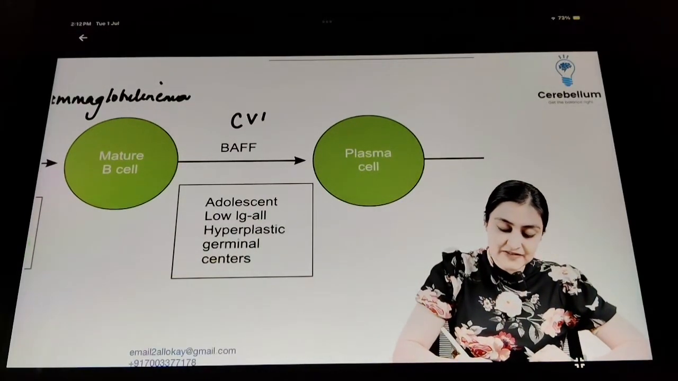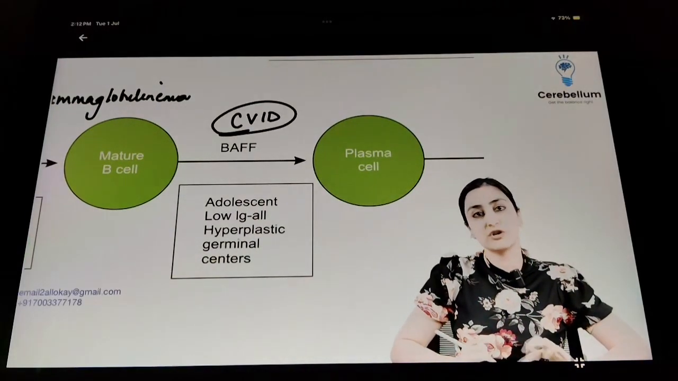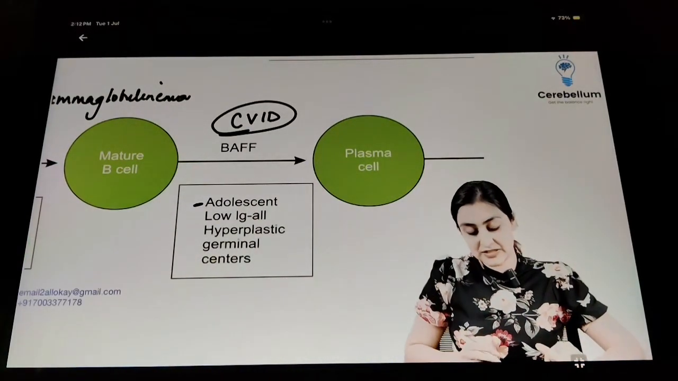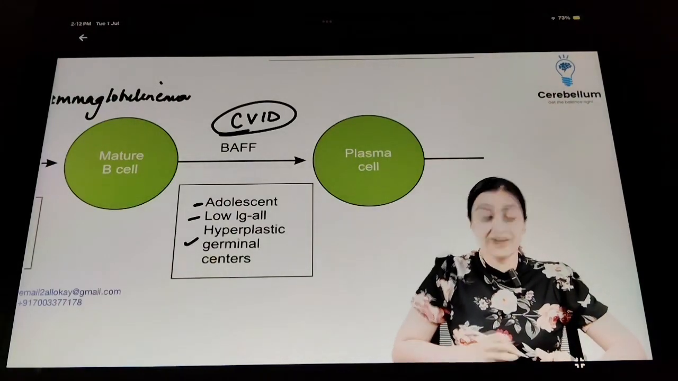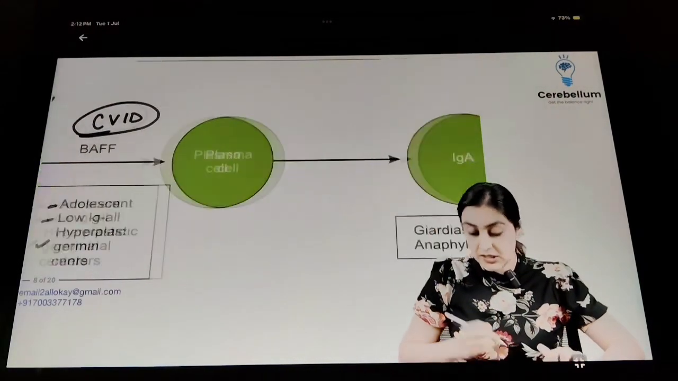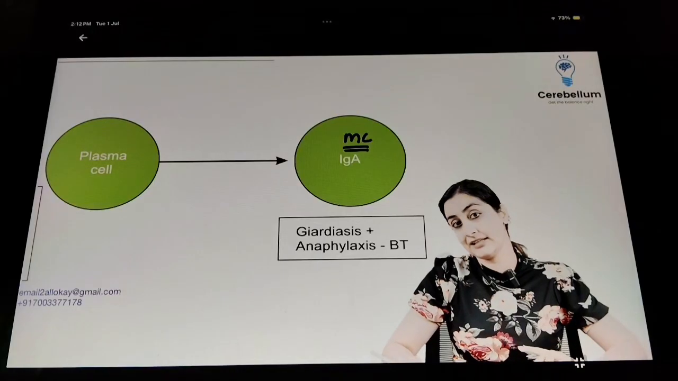The other disease that you have is common variable immunodeficiency. As the name suggests, this is variable, presenting in adolescents. All immunoglobulins are low, and you have hyperplastic germinal centers here, not absent. And lastly, the most common immunodeficiency is selective IgA deficiency.